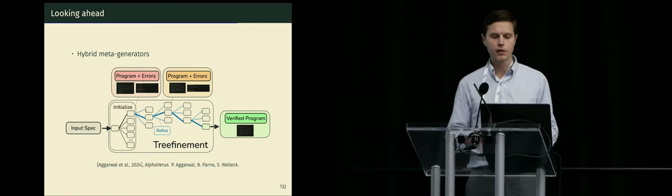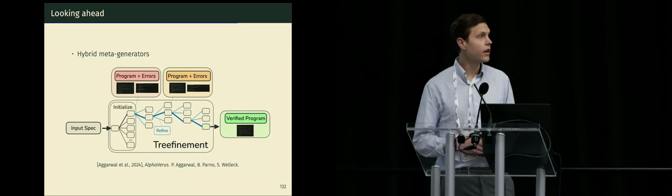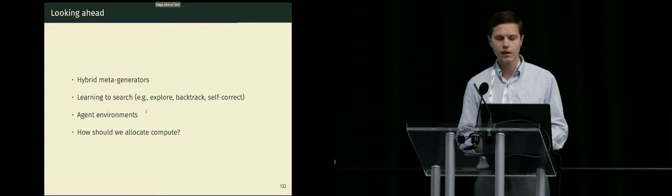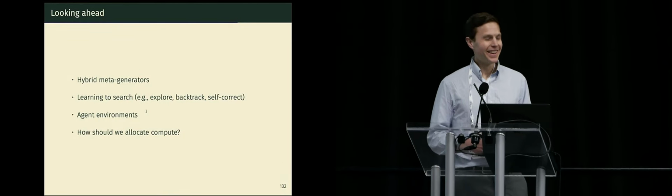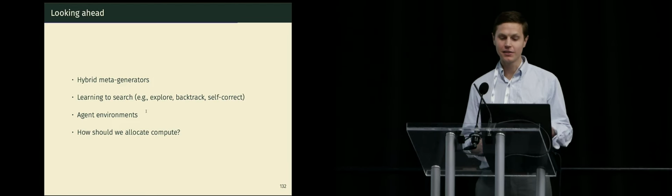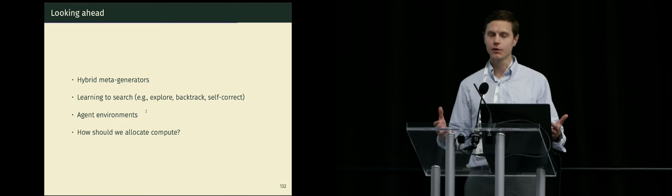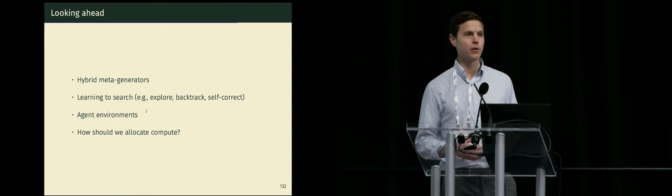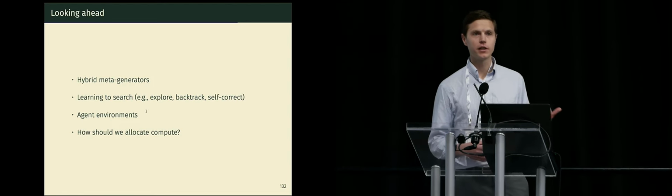So here's an example of a paper that I mentioned earlier. Well, it was actually just released today. And we combine parallel sampling and refinement and tree search into a single algorithm that gives us pretty good performance on this verified code generation task.